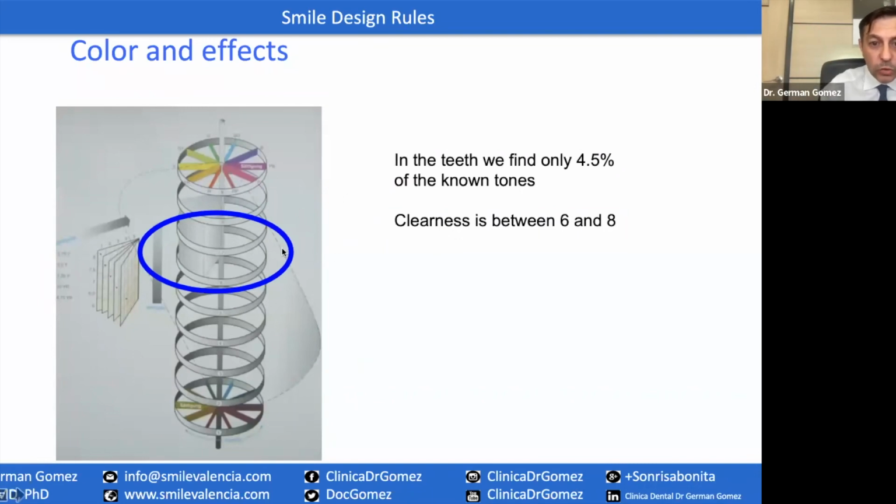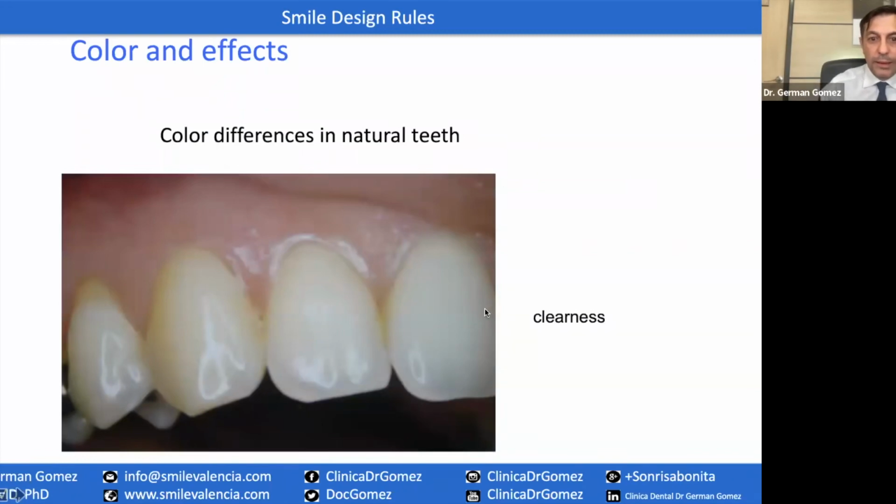Most of the tones and the clarities of the teeth are between 6 and 8. Okay, so the clearness in the upper jaw is 1, 2, 3. The number 4 is clearer than the number 3. That means the premolar is clearer than the canine. Okay, and then we have the canine. Well, sorry, the second premolar and then the canine in clearness.